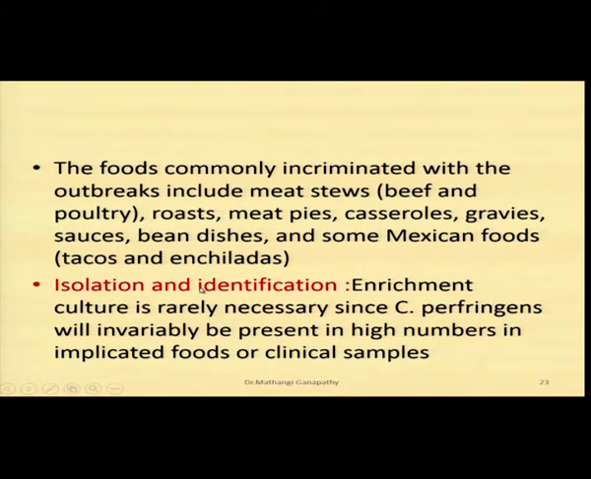Isolation and identification. Once the organism has been isolated, you normally require enrichment. But in this case, one of the reasons is the presence of a huge amount of these organisms in the feces. So enrichment culture is rarely necessary since Clostridium perfringens will invariably be present in high numbers both in the implicated foods as well as in the clinical samples.